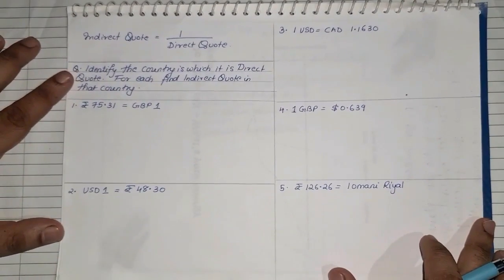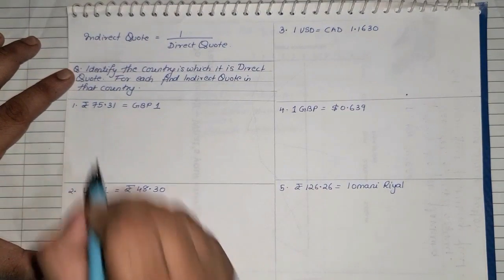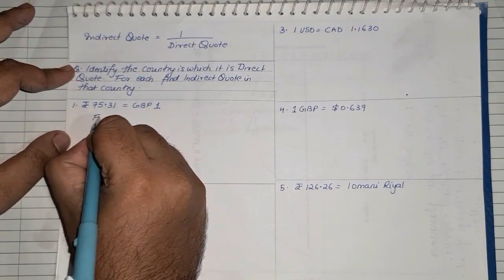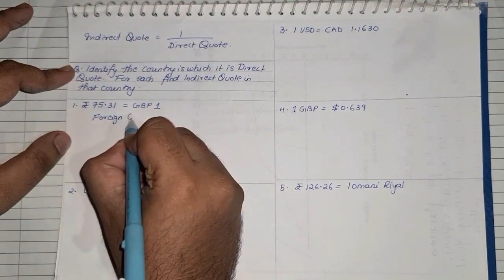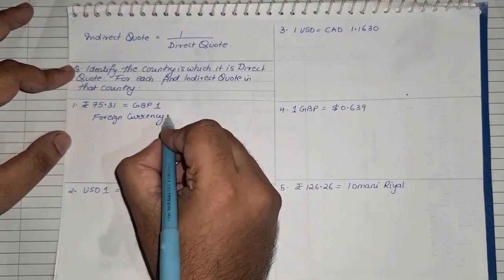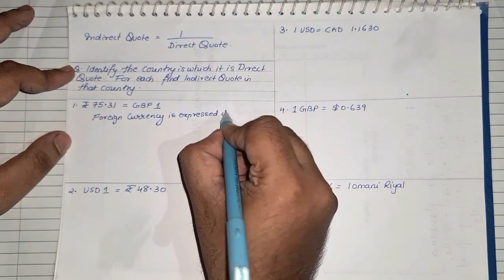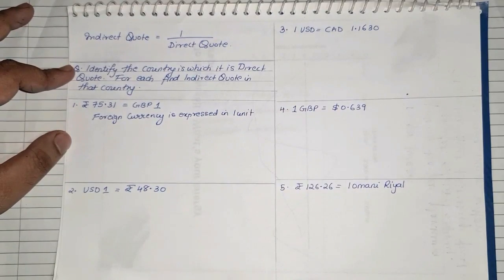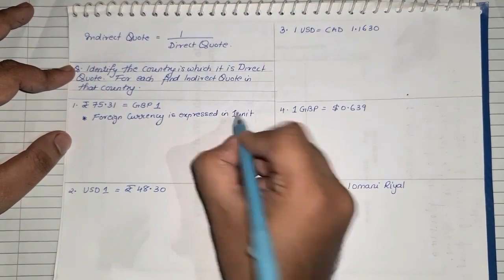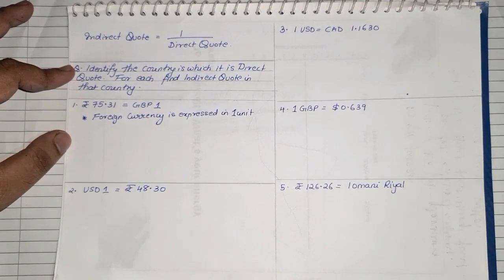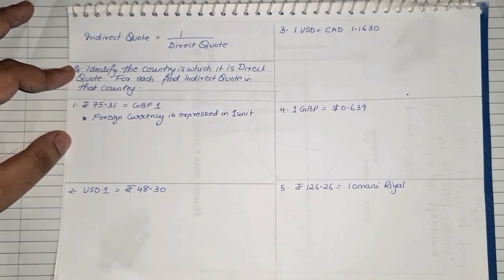Okay, now look at this very carefully. How to identify? The basic rule that you have to note down is very simple. You have to always go with the first rule. Okay, this is the golden rule: foreign currency is expressed in one unit. Meaning whichever quote is given to you, the currency in which one unit is being given to us, that is basically our foreign currency, and the currency exactly opposite to that will be our domestic currency.